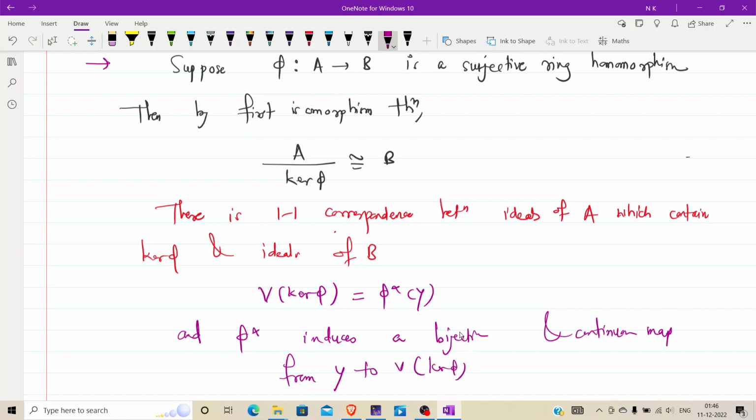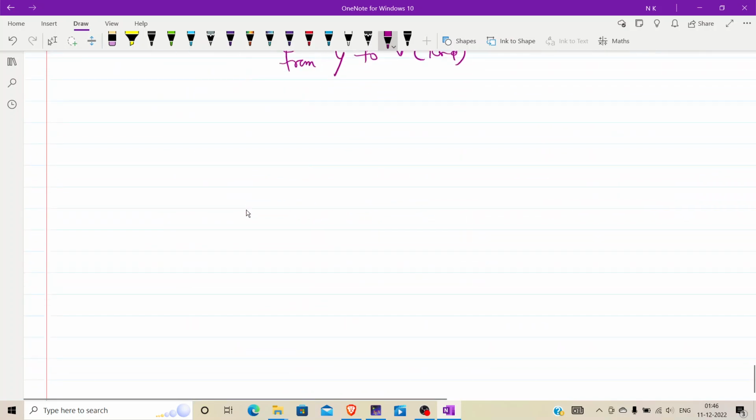Okay, fine. Now the only thing that remains to prove is that this phi star inverse is continuous. Already we have found a map from Y onto V of kernel of phi. I just want to prove that this map is a homeomorphism, and for that I need to prove that its inverse is continuous.